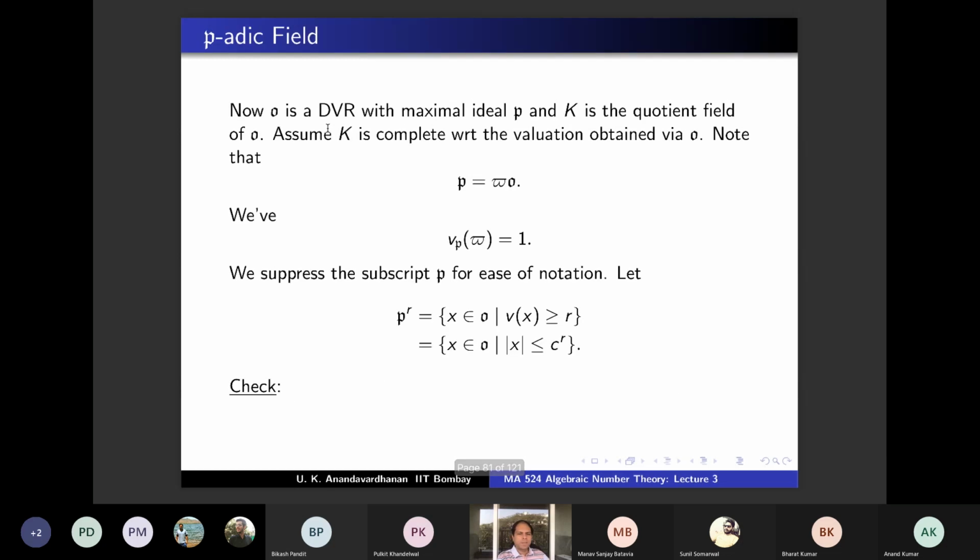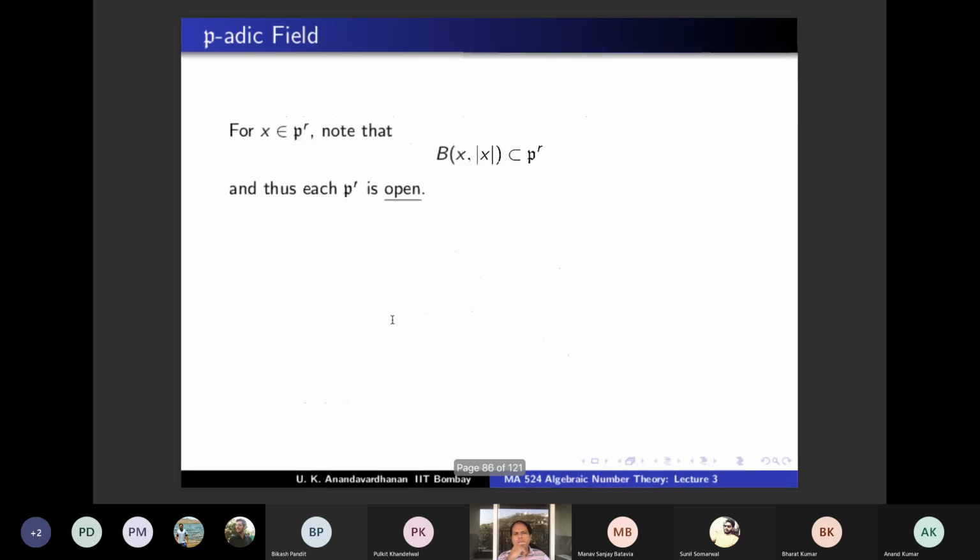Is P power R closed? That P power R is closed is clear, right? Because it's a less than or equal to condition, it's a closed condition. Absolute value is continuous, right? If xn goes to x, then mod xn goes to mod x. You can check that. So absolute value is of course continuous, and therefore this is a closed condition. Therefore P power R is closed, obviously, but not so difficult to see. It's also open. So each P power R is both open and closed.